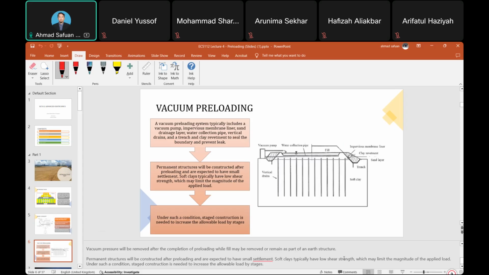It has an advantage that we may not need to transport new filling material to the field. We just use the vacuum method to accelerate the process of construction by dissipating the excess pore water pressure from the weak soils.